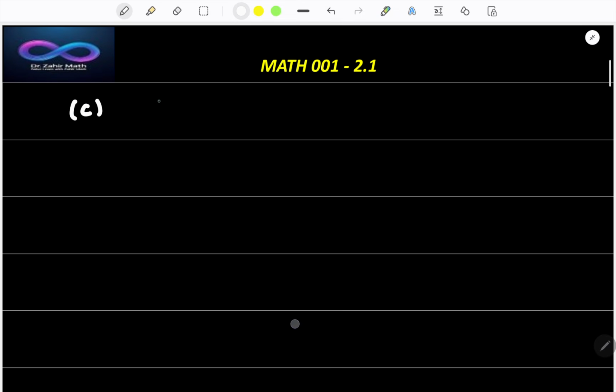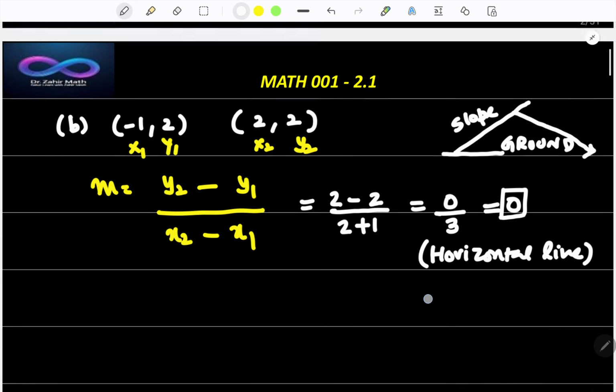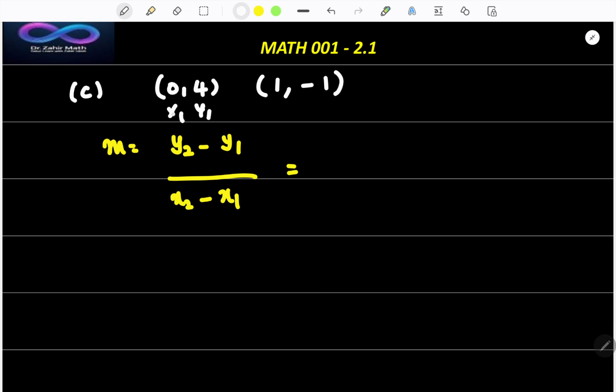What's your C question? The C question is (0, 4) and (1, -1). I remember the points. Yes, correct, (1, -1). So what is your formula for m? m is equal to (y2 minus y1) divided by (x2 minus x1). This is your x1, y1, right? And this is your x2, y2.